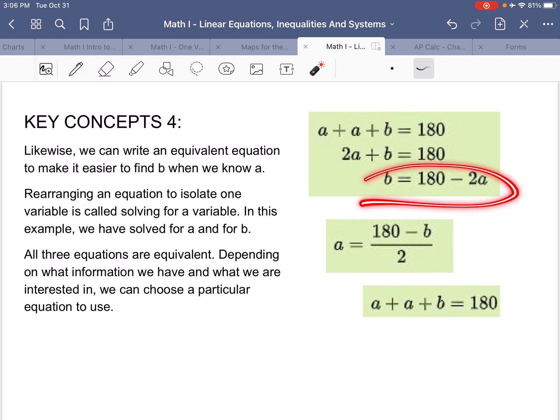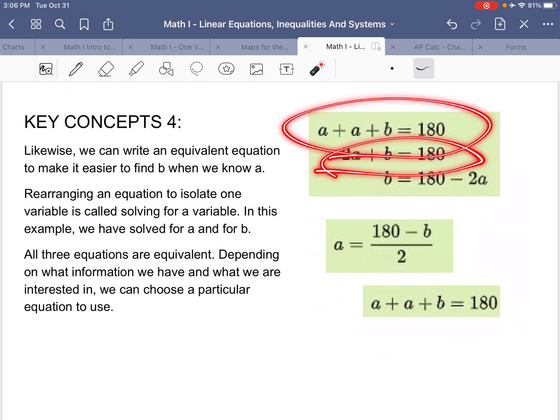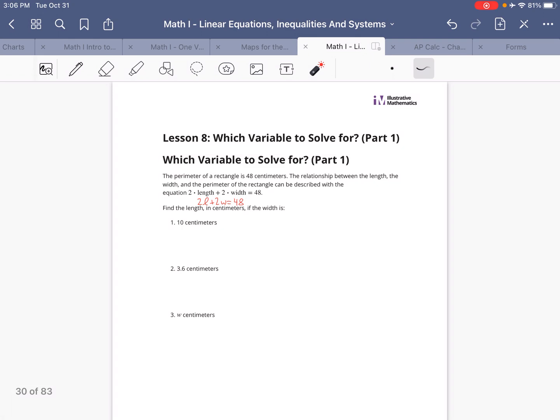So all 3 of these equations, and even this one and this one, are what we would call equivalent equations. Depending on what information we have and what we're interested in, we can choose a particular equation to use. So let's take a look at this.